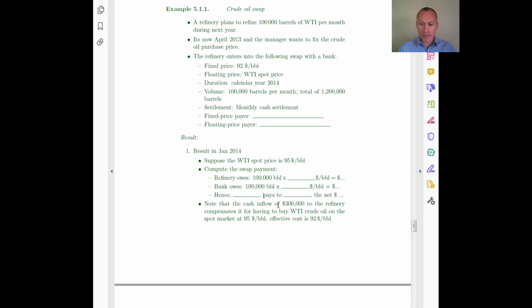This cash inflow of 300,000 to the refinery is exactly the amount that will compensate the refinery for having to buy oil not from the bank but from the usual market, from the usual supplier, at the current price that is on the market right now, 95. So the net effect is that the refinery is effectively buying at 92, which was the fixed price in the swap. So the hedge is working as it should.